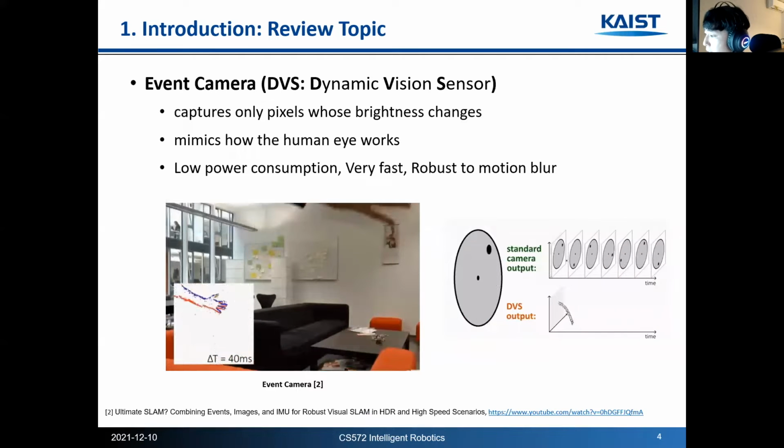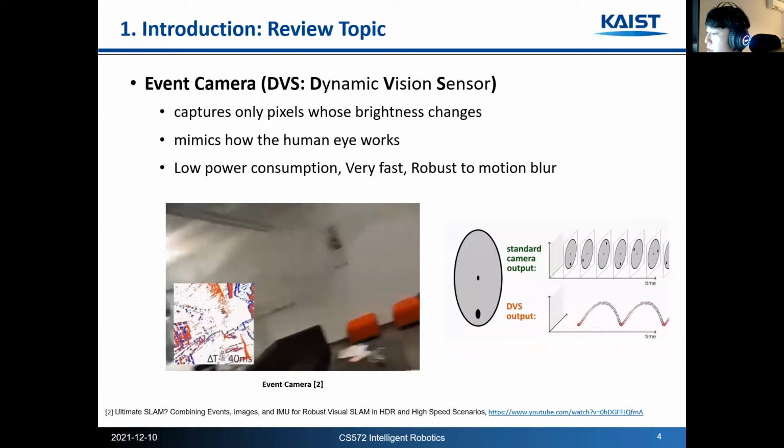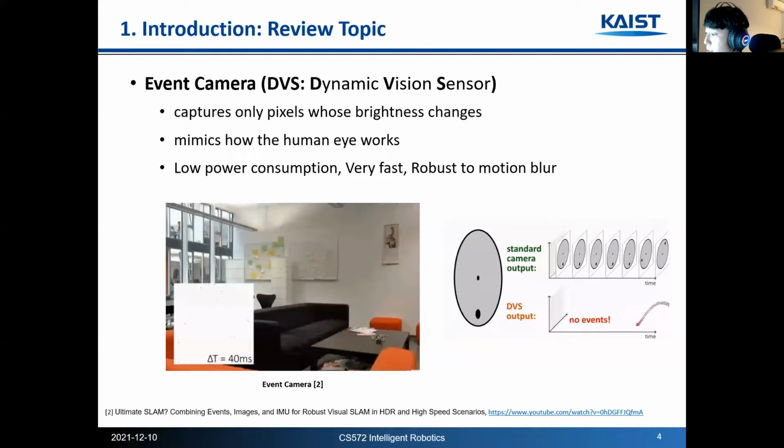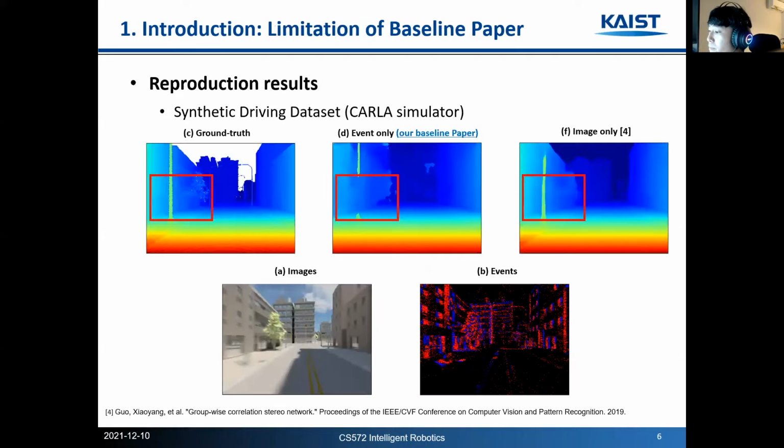It mimics the human eye and, unlike a normal camera, only captures areas where there is a change in pixel brightness. Therefore, it consumes less power, operates very fast, and is robust to motion blur. So, our baseline paper estimates depth from stereo event sequences using end-to-end learning, called Learning an Event Sequence Embedding for Dense Event-Based Deep Stereo. For the event depth estimation, they propose an embedding that effectively takes into account the spatial positions of 2 dimensions plus the temporal coordinate of 1 dimension. However, our baseline paper has some limitations.